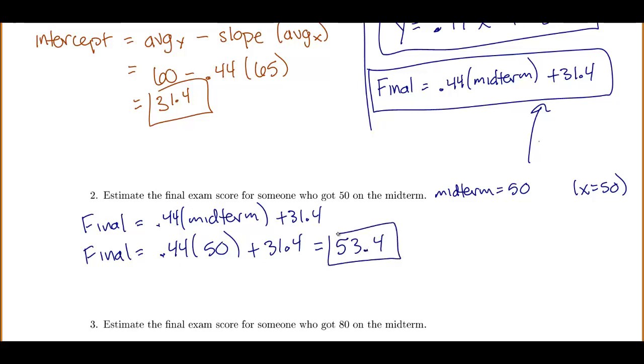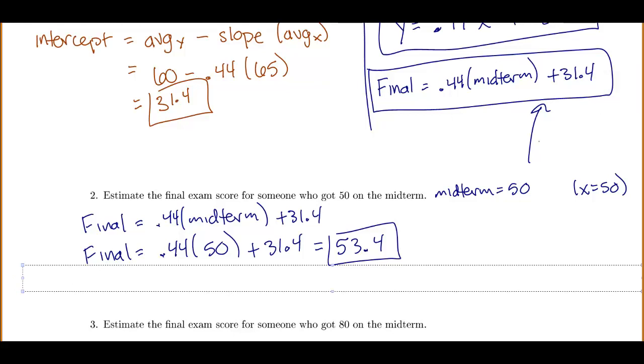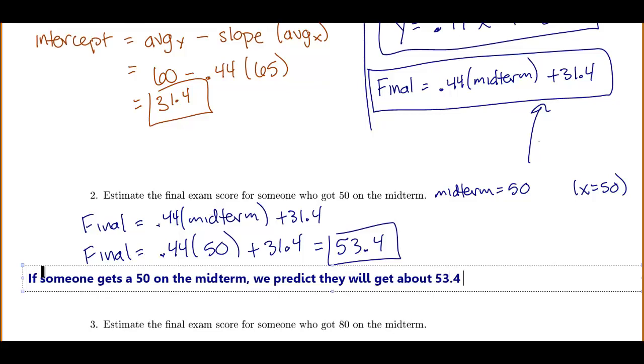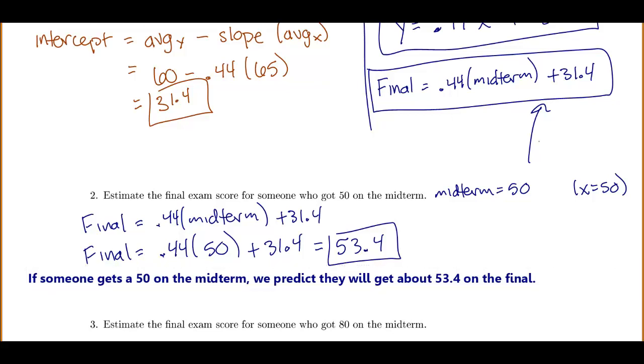What does this mean to us? This means that if someone gets a 50 on the midterm, we predict they will get about 53.4 on the final. Notice this is the exact same thing we did with the regression method back in chapter 10, but this is actually a little bit easier and faster to do. So let's try our next one.